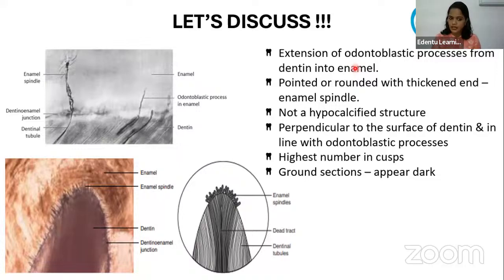This is also not a hypocalcified structure. It is just an extension of the odontoblastic process. It will be seen perpendicular to the surface of the dentine and in line with the odontoblastic process. As you can see, it is seen perpendicular to the dentinal surface and in line with the odontoblastic processes also. Usually a high number of enamel spindles is seen in the cusp region, and in ground sections, like this example of a ground section image, it is usually seen appearing dark in color.